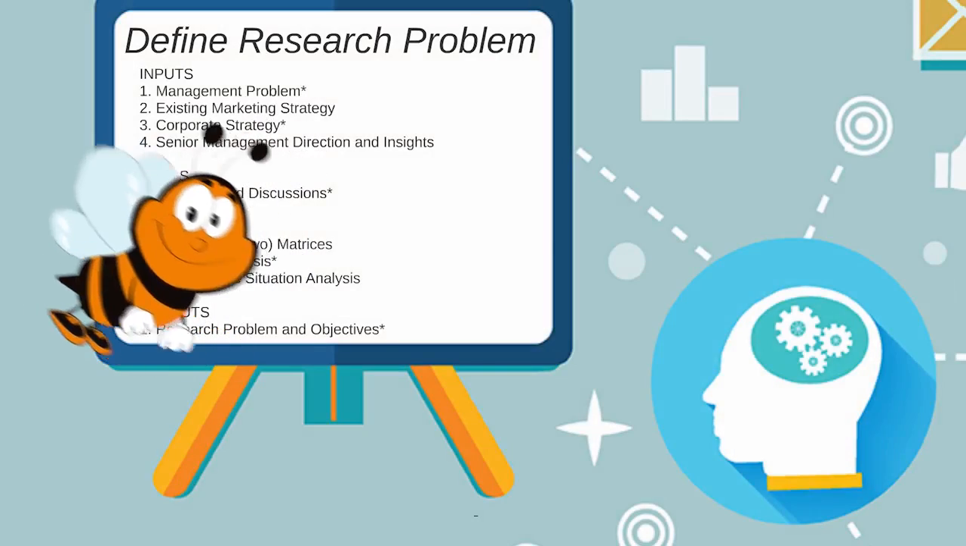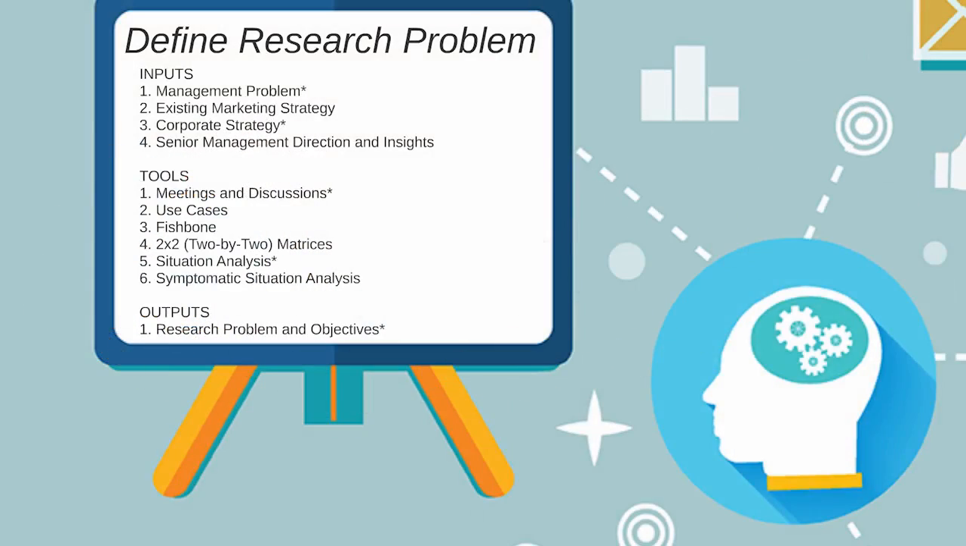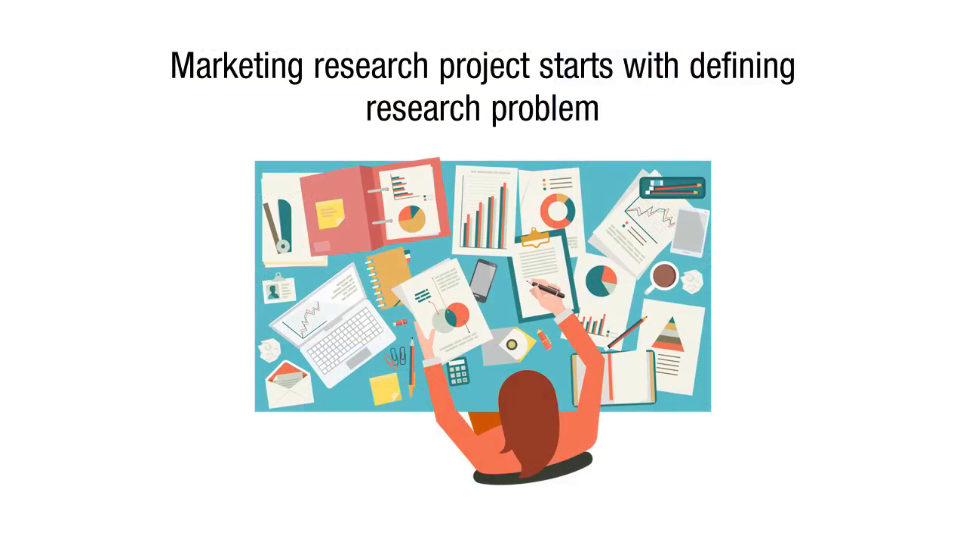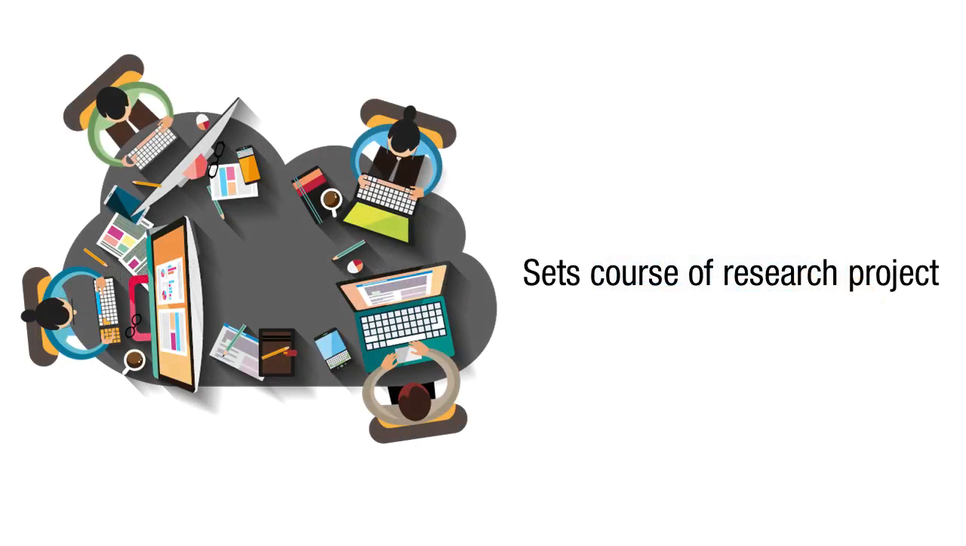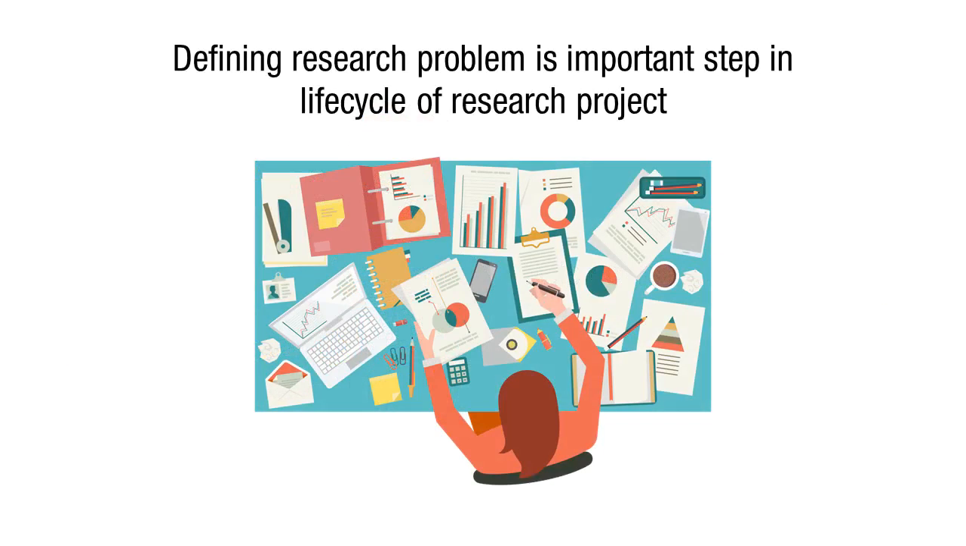This video provides an introduction and overview of the Define Research Problem process. A marketing research project starts with defining the research problem and ends with the solution to the problem. Because this step sets the course of the research project, defining the research problem is the most important step in the life cycle of the research project.